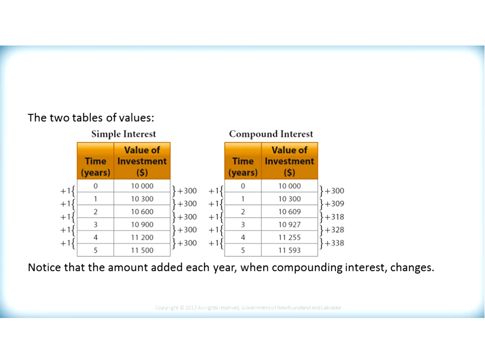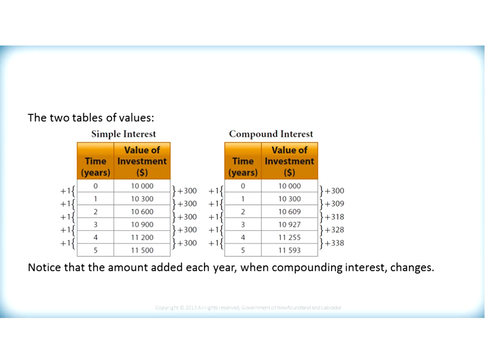Another year later, we have another $300 added, so it's $10,900. After 4 years, another $300 is added, we're up to $11,200. After 5 years, once again, $300 is added, so we're up to $11,500. So after 5 years of investment, the value of our investment has grown from $10,000 up to $11,500.